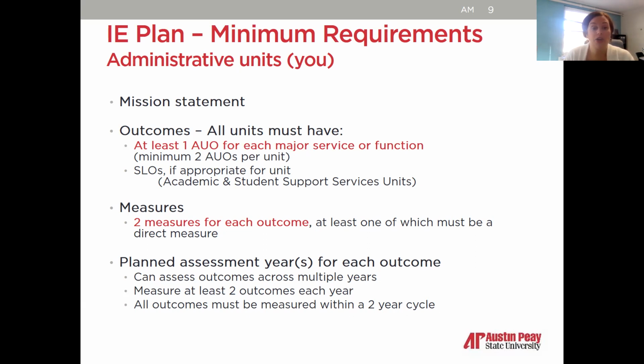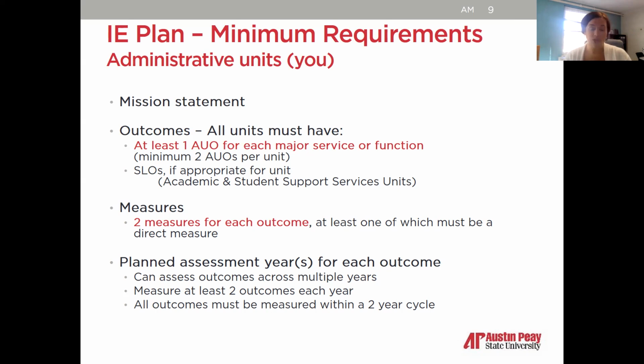And then you have to think about when you're going to assess those outcomes. So if you only have 2, maybe you want to assess those 2 outcomes every single year. That's perfectly fine. But maybe your unit has 5 outcomes and you feel like you can't do all of those every year, or you don't want to do all of those every year. We do ask for these types of units, for admin units and academic and student support services, that you try to measure all your outcomes within 2 years.